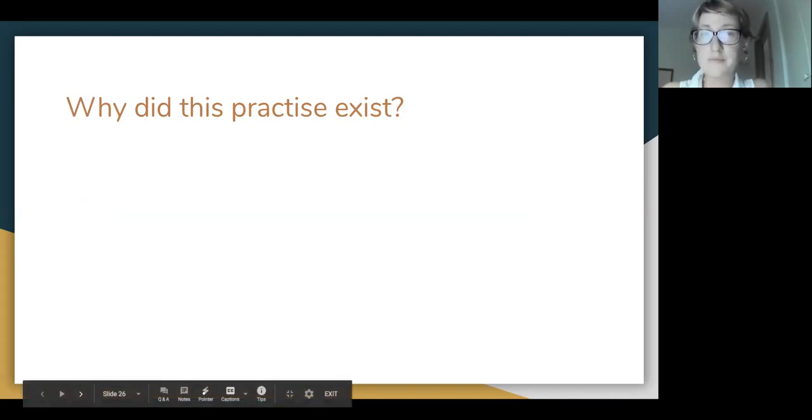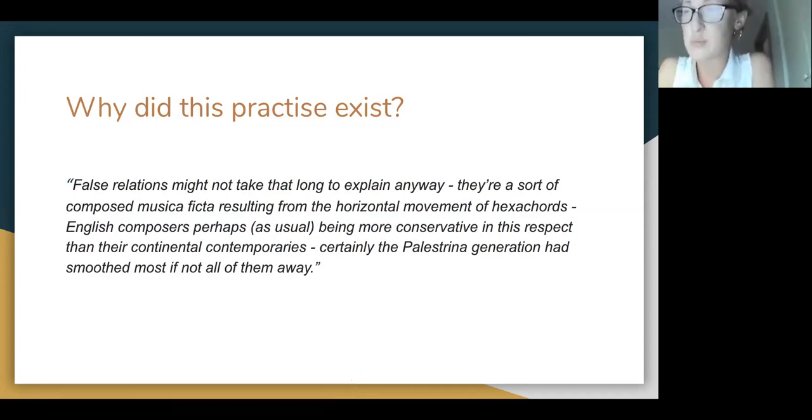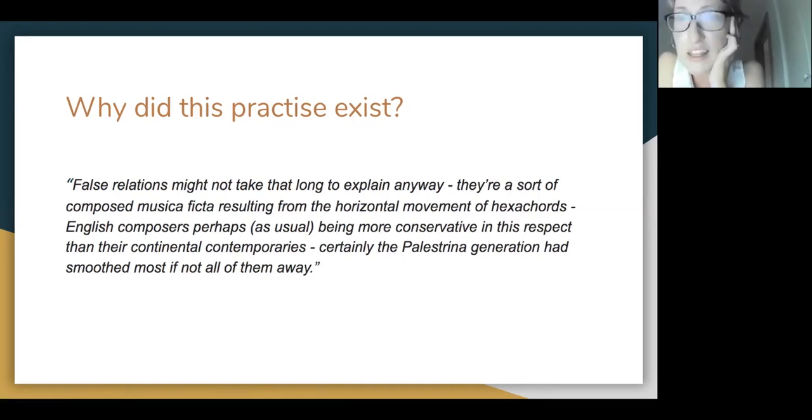All right, so why did this practice exist? I actually asked Keith Bennett about false relations because he knows what he's doing. And he answered me this: false relations might not take that long to explain anyway. They're a sort of composed musica ficta resulting from the horizontal movement of hexachords. I thought that was quite an amazing sentence, because I think that's a very complicated sentence. So I love that Keith just thought, you know, that's easy to explain. They were just a composed musica ficta resulting from the horizontal movement of hexachords, obviously.